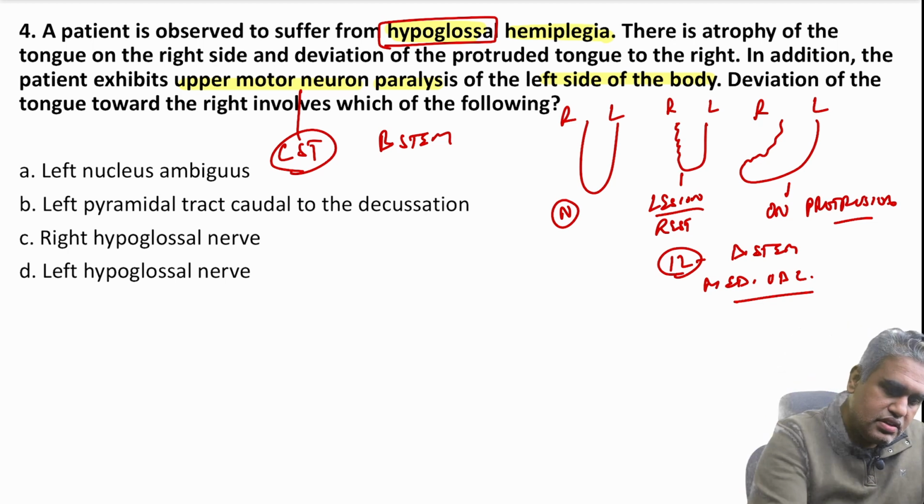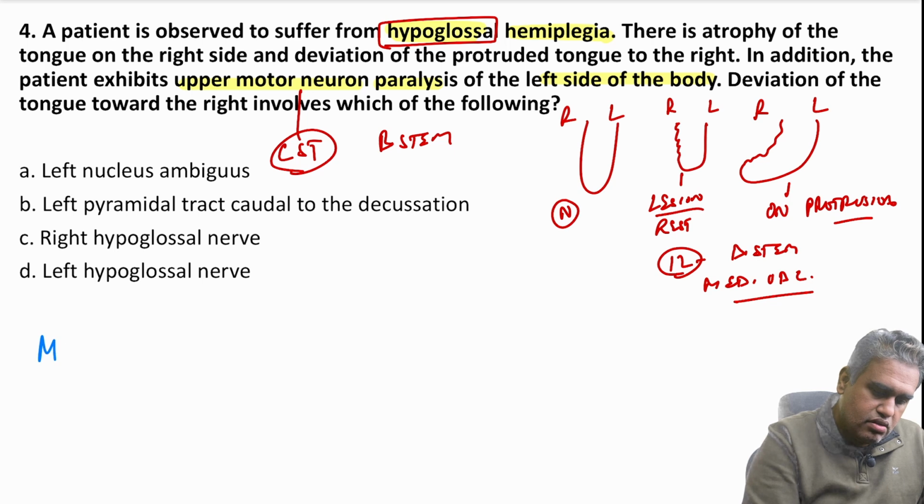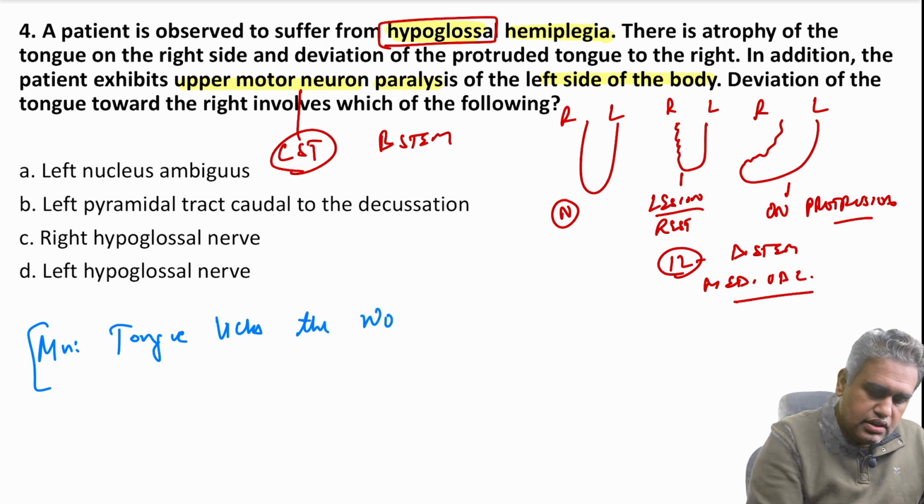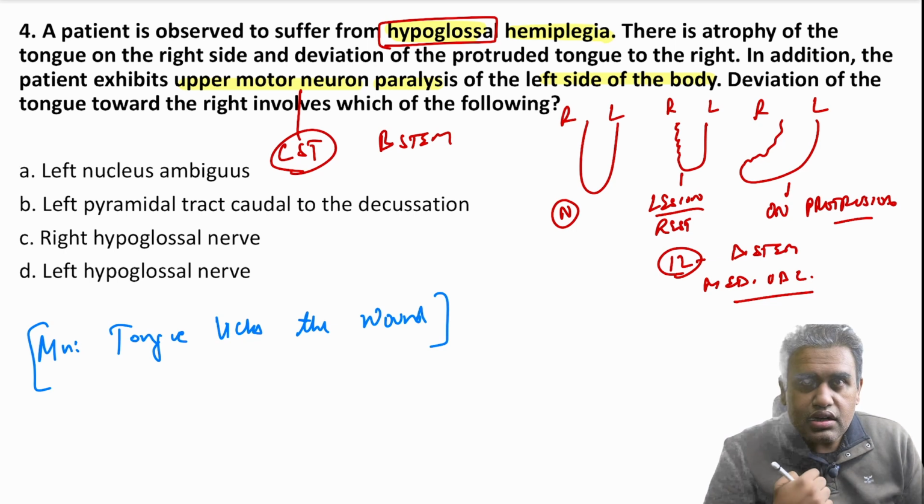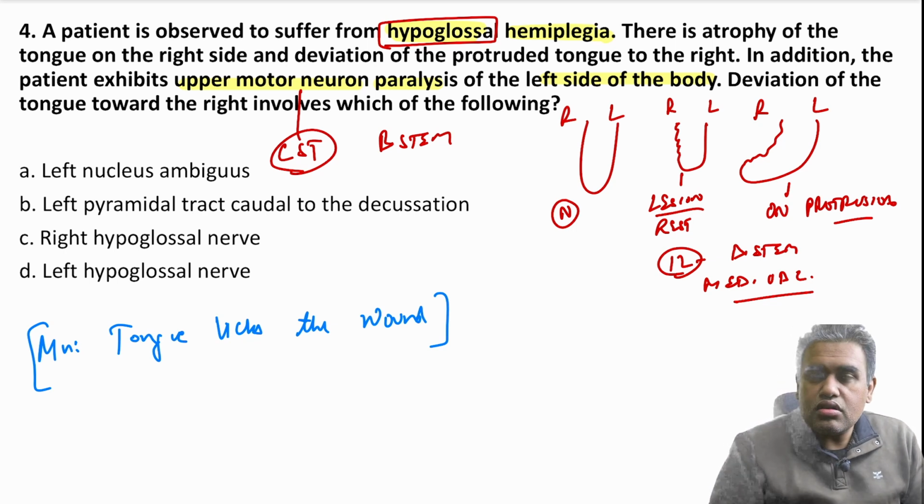Always remember the mnemonic, which I guess we have discussed sometime back also, but don't worry. The tongue licks the wound. What do you mean by this? If you have a wound over here, the tongue will start to do like this. The tongue is always licking the wound. The tongue deviates to the lesioned side.